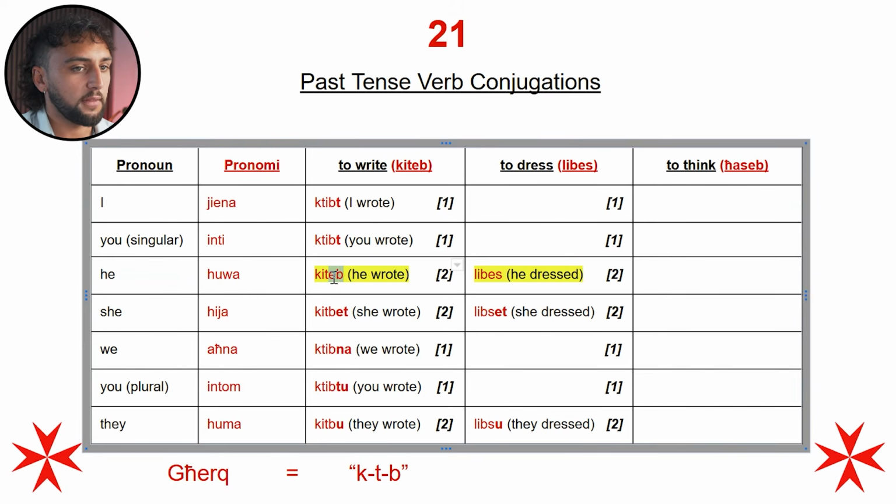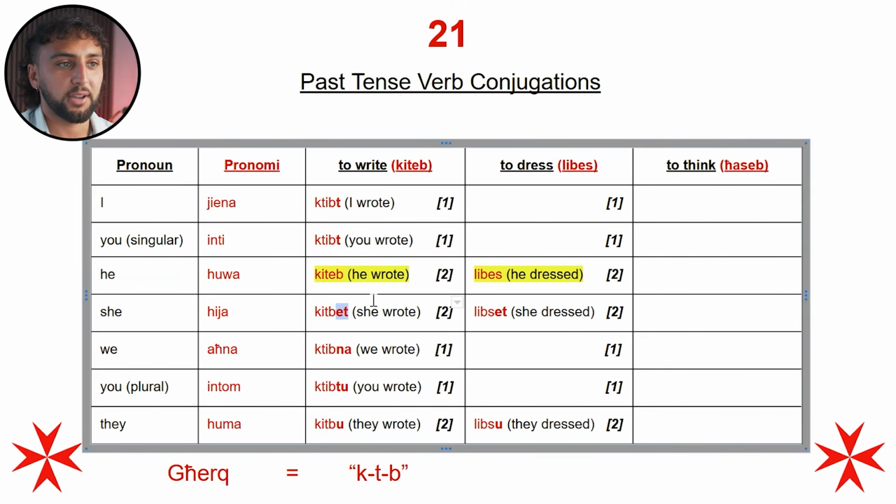And then we added the suffix for hia, which is et. And all of this is exactly what made the conjugation to be kitbet, okay? And the exact same thing happened down here for kitbu, only we added the suffix u as opposed to et.